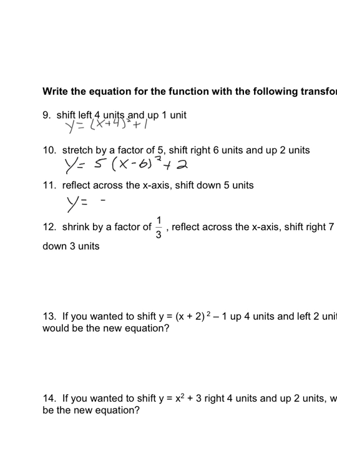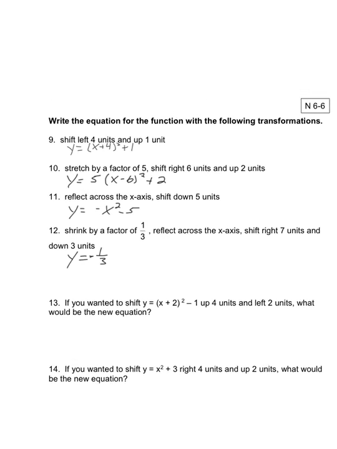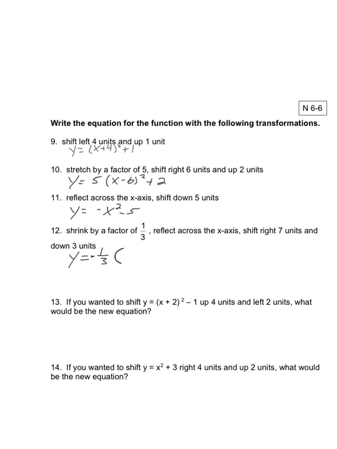So there is no left and right, so I don't have parentheses. So I go ahead and put my x squared. Shift down 5 would be -5. Okay, number 12 is shrink by a factor of 1/3. That's the same thing as saying compression. So it's multiplied by 1/3. It's also reflected, so I got to put a minus in the front. And then it says shift right 7 units, so I have to have parentheses. To go right, that's a subtract 7 squared. And down 3 would be a -3.